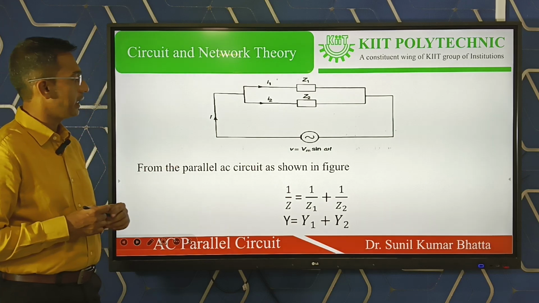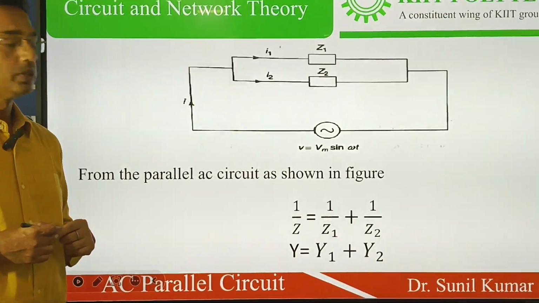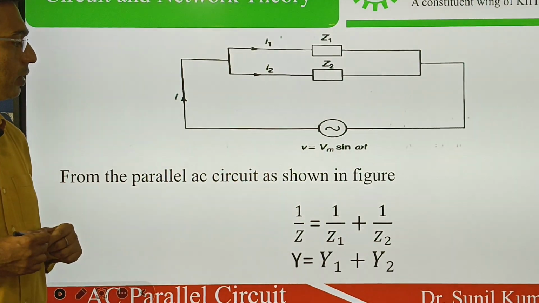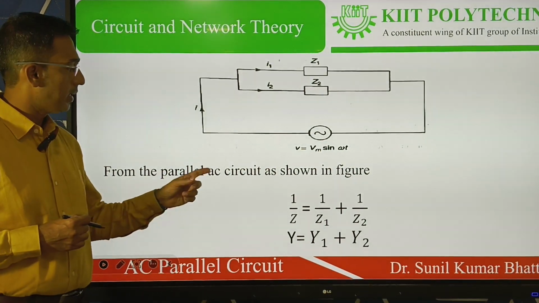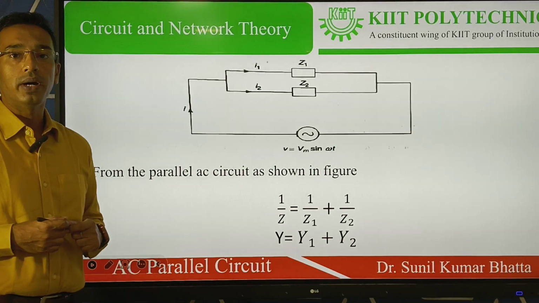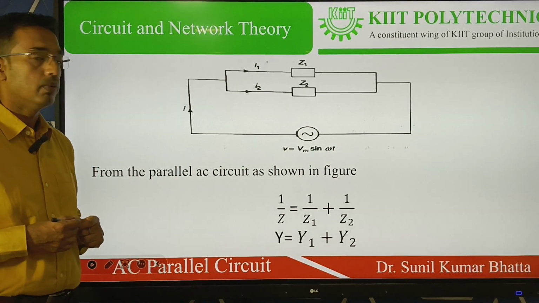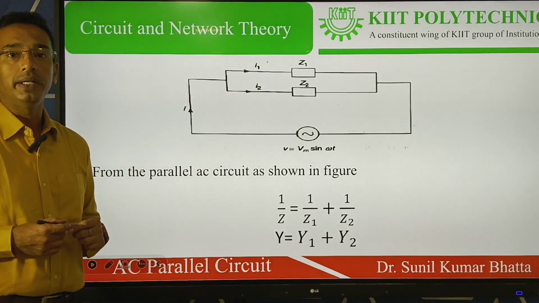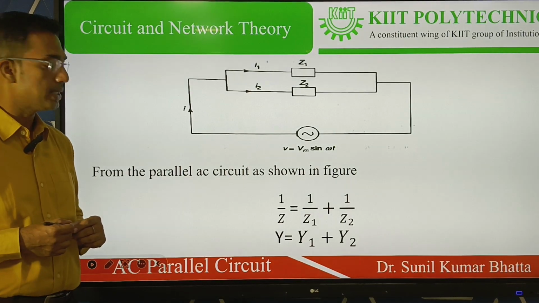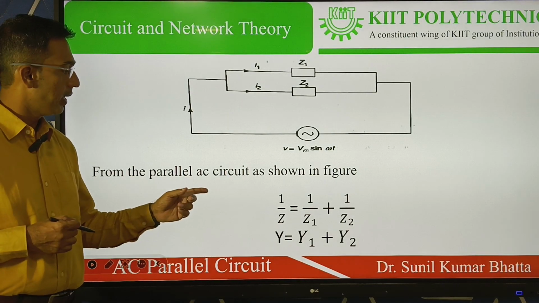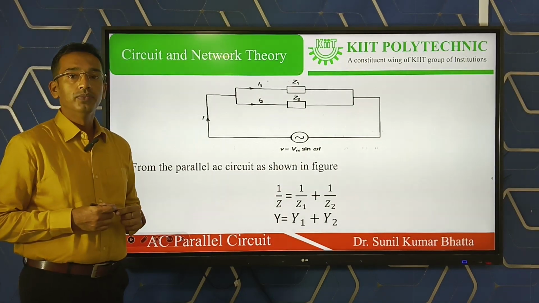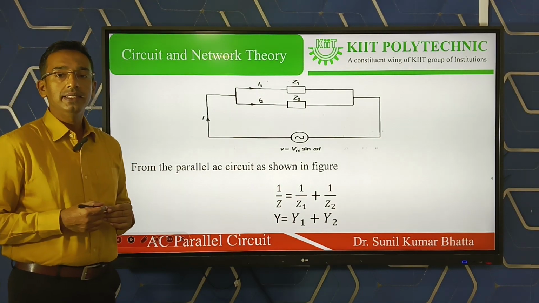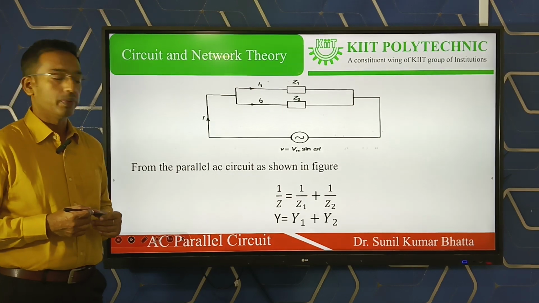From the parallel circuit, we can see that 1 by Z equals 1 by Z1 plus 1 by Z2, and this 1 by Z is known as Y. What is Y? Y is called admittance. So 1 by Z1 equals Y1, and 1 by Z2 equals Y2. Coming to the next slide: admittance and its components.